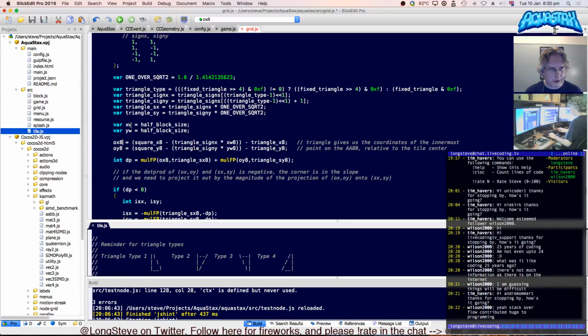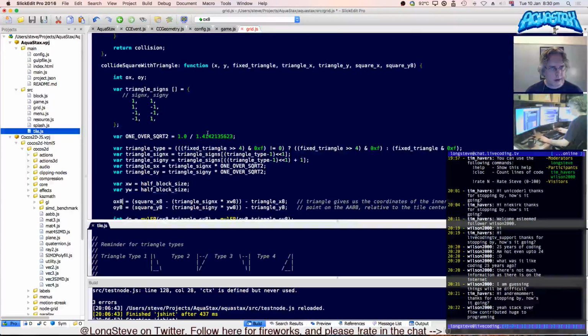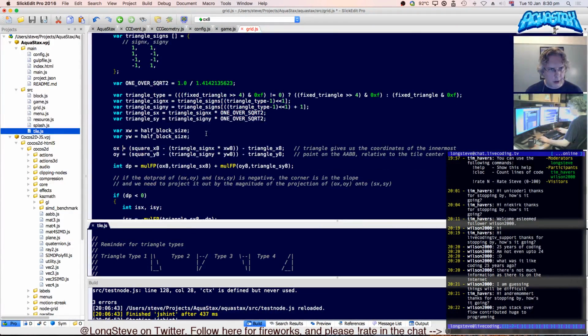So then we've got OX equals square x minus triangle sine x. So triangle sine x times half minus triangle x. Triangle gives us the coordinates of the innermost point on the AABB relative to the tile center. Okay.